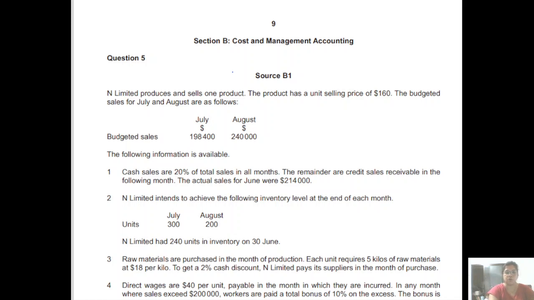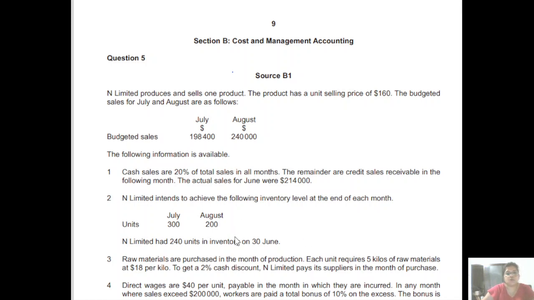Today we are going to discuss one question which is basically for A level from section B, cost and management accounting. This is question number 5. In this question, we are going to learn how to prepare a cash budget and how to make a production budget, which you already know from my previous video. It is already stated there how to prepare a production budget, and in this question also you have to prepare one. Okay, let's start with this question.